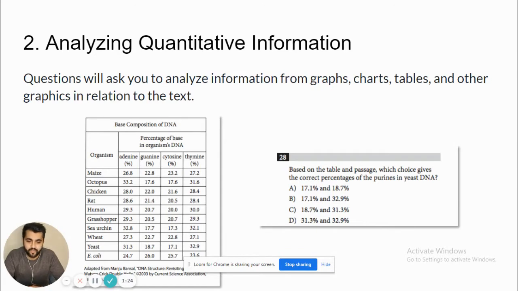The second is analyzing quantitative information. Questions will ask you to analyze information from graphs, charts, tables, and other graphics in relation to the text. So usually when you have a social sciences or economics passage, they might have some graphics to aid the student in understanding what is the point that is being conveyed, right? And then some of the questions might be based on that graphic as well. So you have to look at the graph and interpret that information and answer the question accordingly.